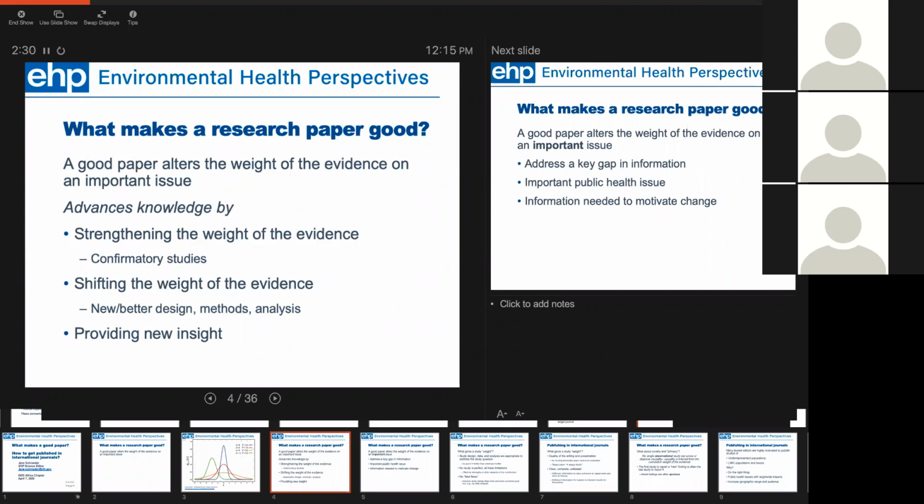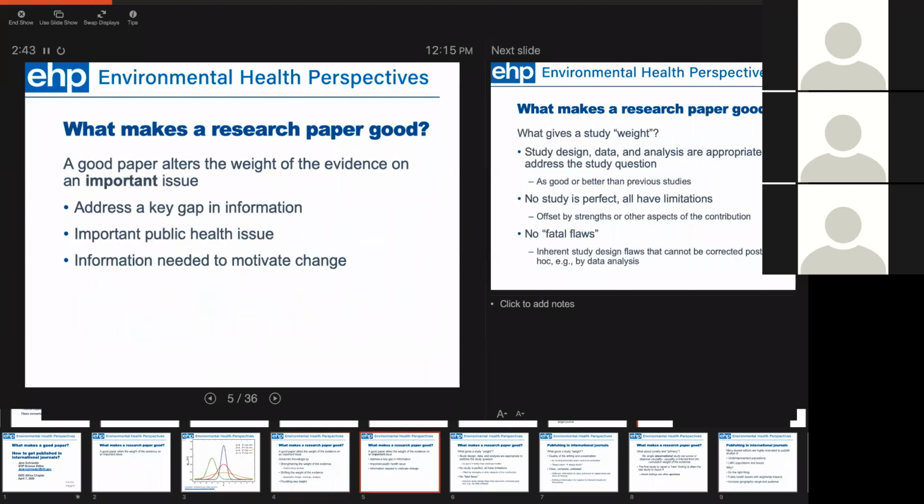So again, a confirmatory study, a study that repeats something that's been shown elsewhere, can strengthen the weight of the evidence. A study with a new design can shift it, and then also something that provides new insight. But the issue that's being addressed has to be important. So is it something that's addressing a key gap in information, an important public health issue, something that affects a lot of people, or maybe affects a small number of people, but very seriously, and information that's needed to motivate change, so changes in policy, for example.